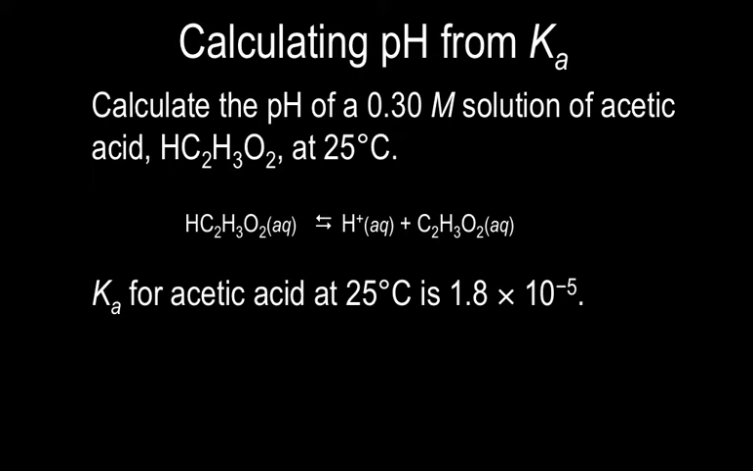Okay, the other situation you're going to see is calculating pH from Ka. For this one, it's going to give you the initial concentration of the acid, but it's not going to give us anything that can help us with an equilibrium concentration. So this is where we're going to have to use X's. We introduced this in the last chapter, but we didn't use it a whole lot. So this chapter, we're going to actually use it a lot more.